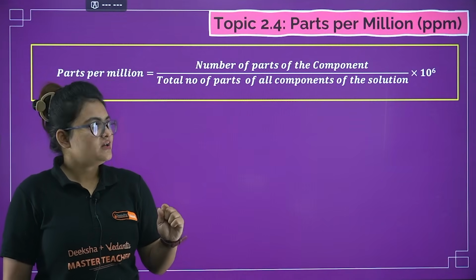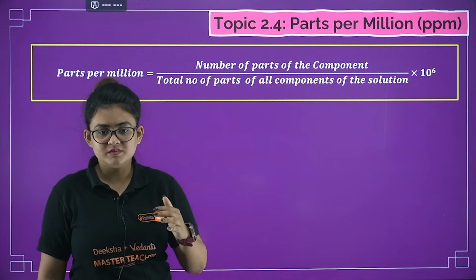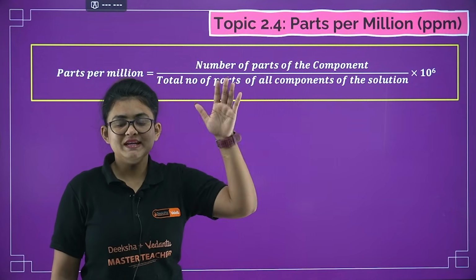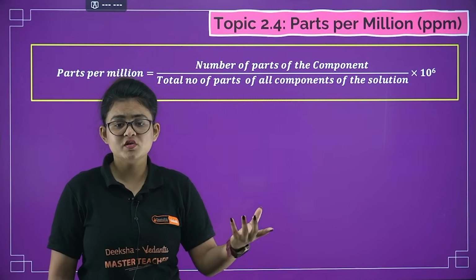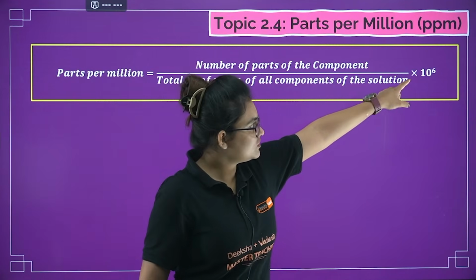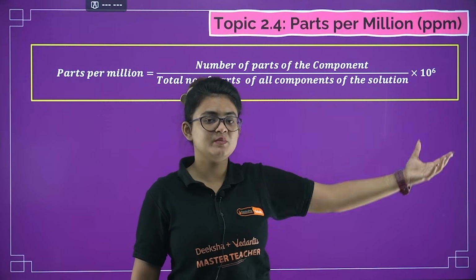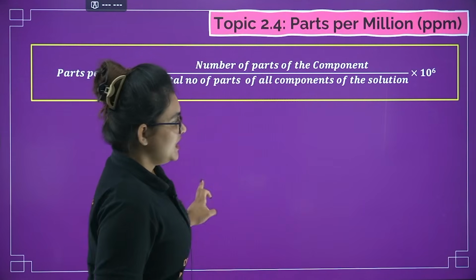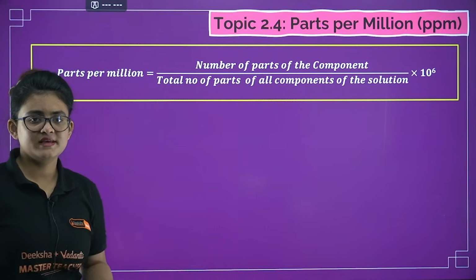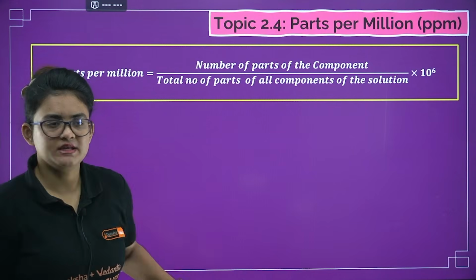So here, how do we measure it? Number of parts of the component divided by total number of parts of all components into million, 10 power 6. You can also get it in the form of parts per billion. Then, instead of writing 10 power 6, you have to write 10 power 9, that is parts per billion. In general you can proceed with parts per million, but in case of your KCET examination, parts per billion, just for information I'm telling you.